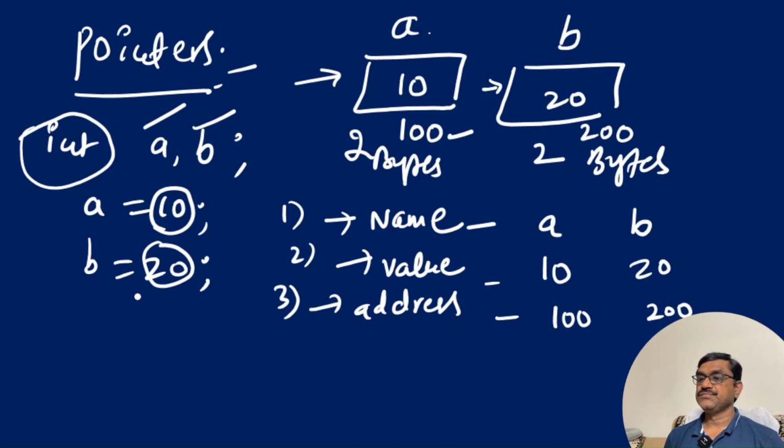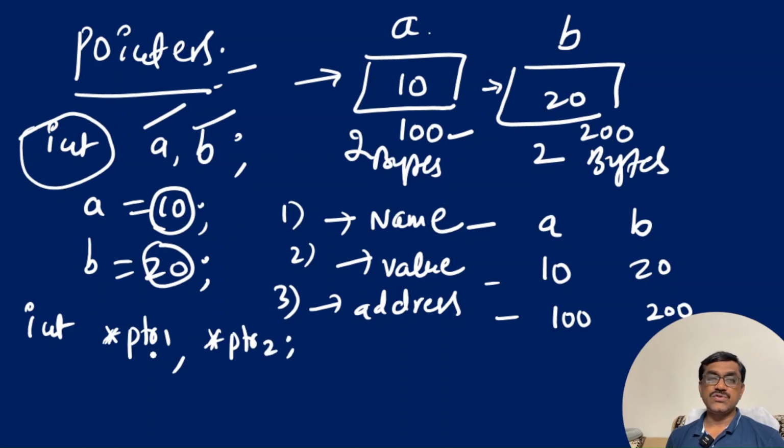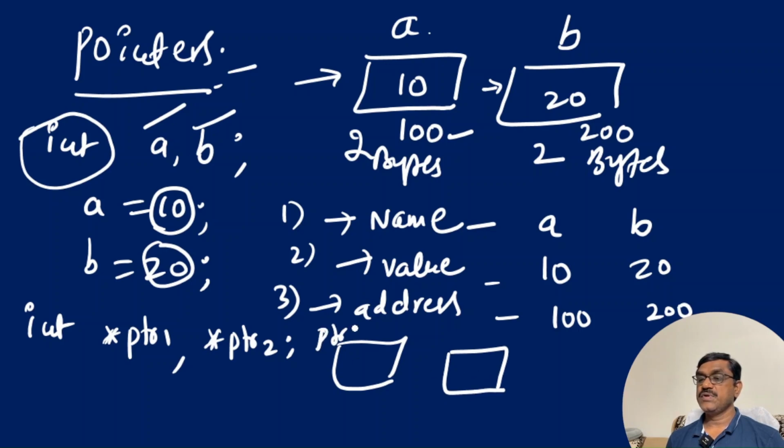Now here I am writing another type of variables: integer star ptr1 comma star ptr2. Right. So here also I am declaring two variables, one is ptr1 and another one is ptr2. What do you mean by this? See, here also I am taking two memory locations, right? The name of the first memory location is ptr1 and the second memory location is ptr2.